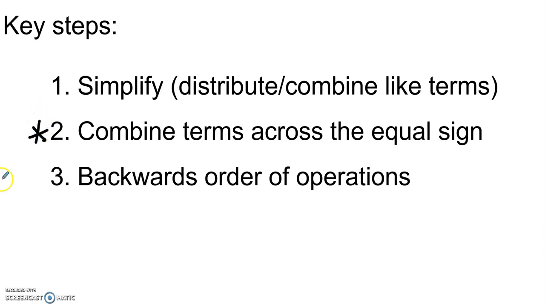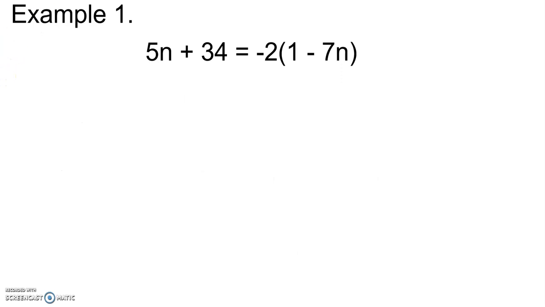The only difference is we're now putting in this step 2, which is to combine terms across the equal sign before we do our backwards order of operations, which, just as a quick reminder, is where we start with adding and subtracting or doing all those operations and going backwards. So let's go ahead and get started. Step 1 tells us that we need to simplify anything first. So we're not starting with that backwards order of operations yet.